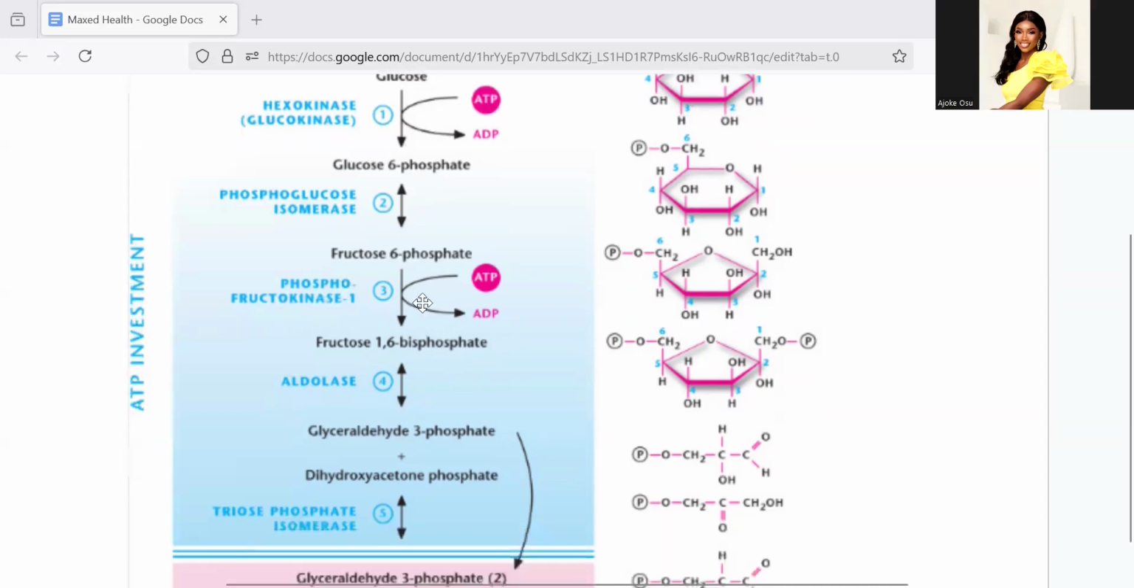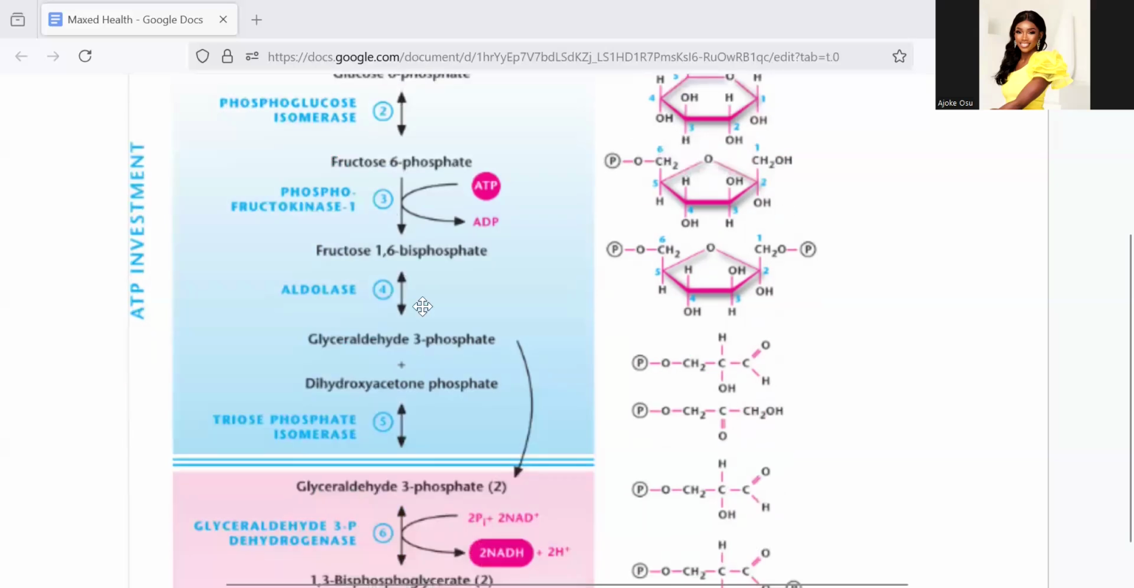Then in this next step, a phosphate group is transferred from ATP to fructose 6-phosphate, producing fructose 1,6-bisphosphate. This step is catalyzed by the enzyme phosphofructokinase, which can be regulated to speed up or slow down the glycolysis pathway. Then in the 4th step, fructose 1,6-bisphosphate will split to form 2 3-carbon sugars.